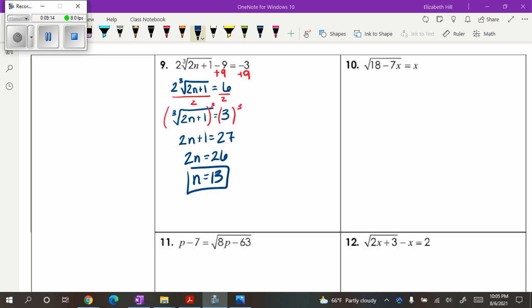All right, so number 9, you should get 13, and this one does check out if you go ahead and do that. So just notice you do have to isolate that radical and do 2 things. We got to add the 9 and divide by 2 before we take it to the 3rd power.